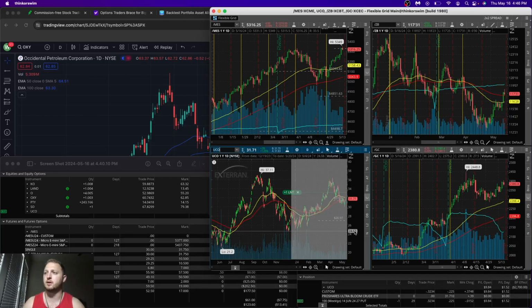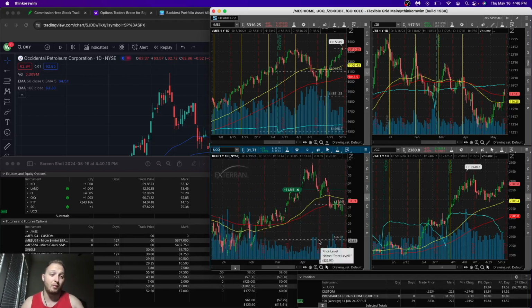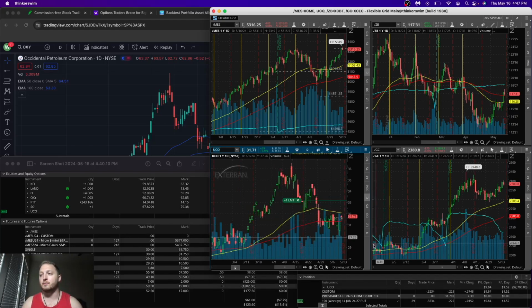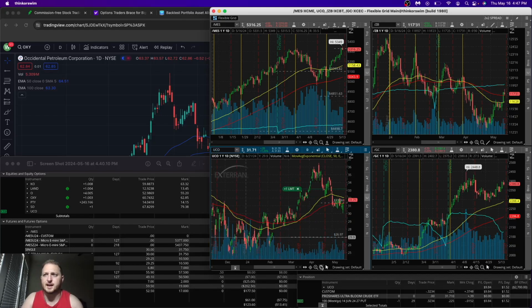Worst case scenario, if it does fall all the way down here, I will buy it. I don't see oil really falling that far, but I'll take it. If I need to take it, I will take this one. I'm okay with it. But yep, just a simple little play here. That's really what I have for the small account update.